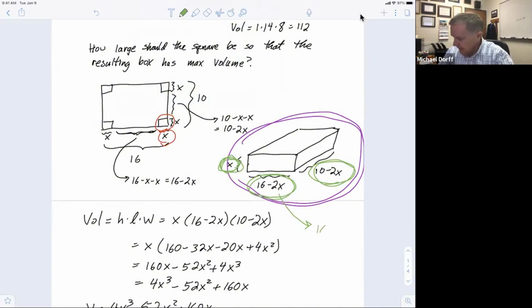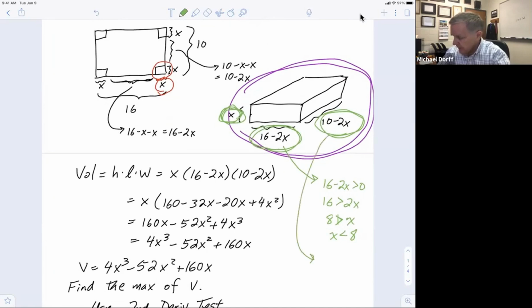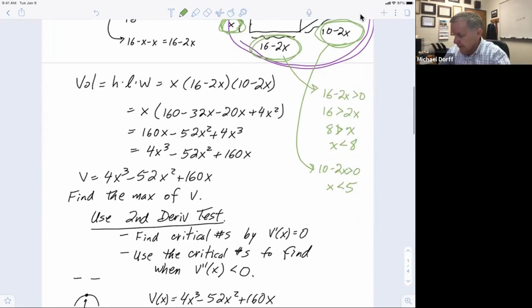So here we have to have 16 minus 2x greater than 0. If I bring the 2x to the other side, that means 16 is greater than 2x. Then divide both sides by 2, I get 8 is greater than x, or you can write that as x is less than 8. Likewise, for the other one, we have 10 minus 2x is greater than 0. If I do the same here, I get x is less than 5. So x can't be greater than 5, and it can't be greater than 8.